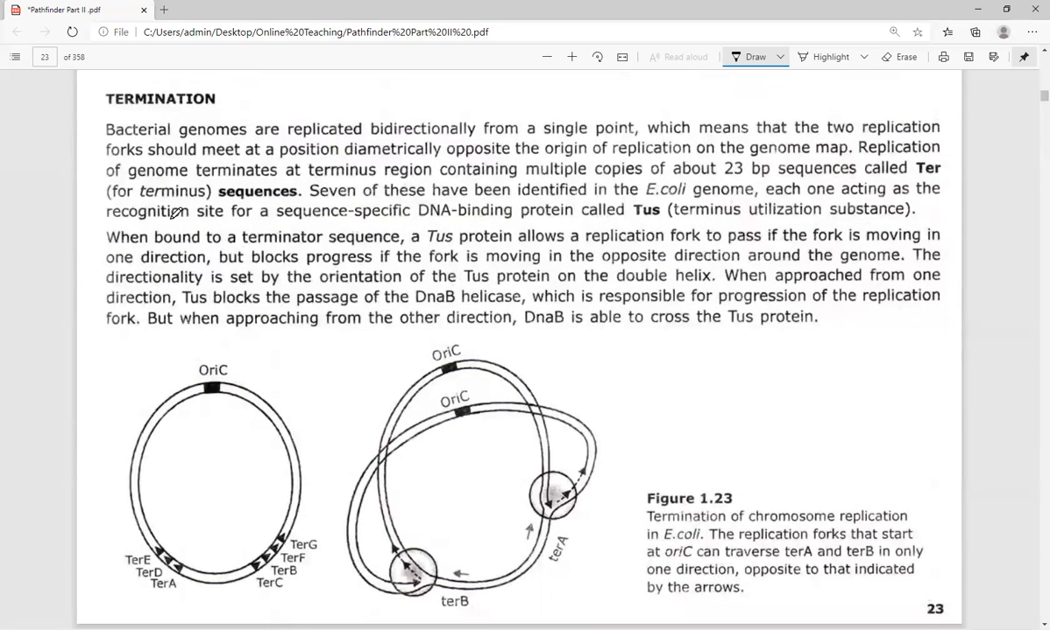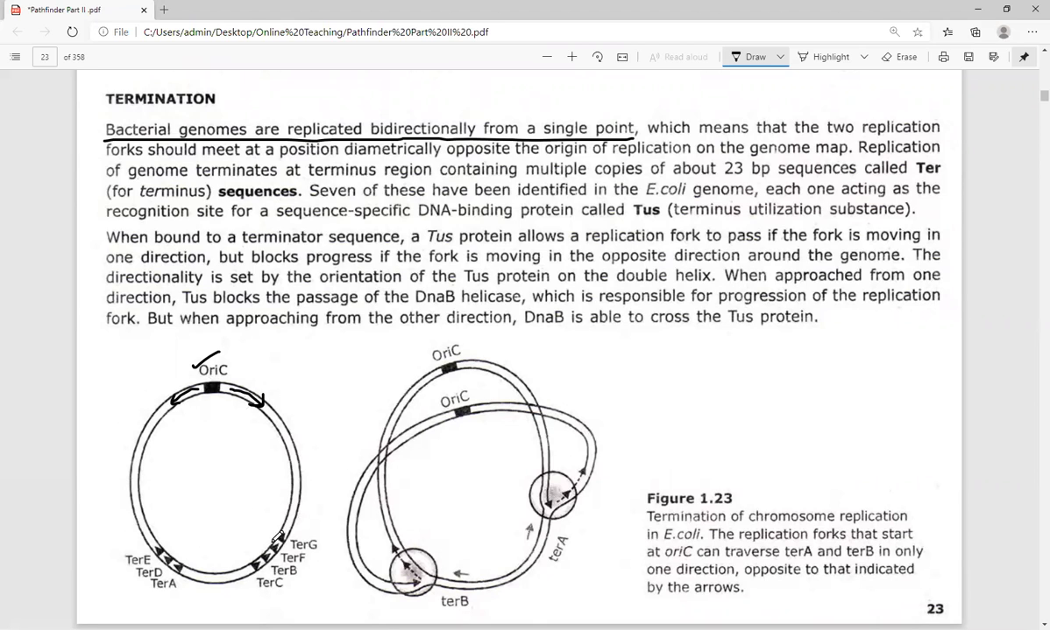In the case of bacteria, the genome is replicated bidirectionally from a single point. There is a single point from which the replication of the genome is going to take place, referred to as the origin of replication. From this origin, one replication fork is going to move in this direction, another replication fork is going to move in the opposite direction.